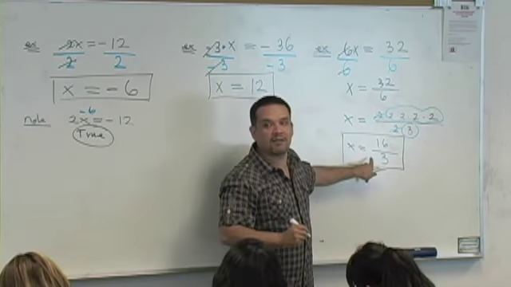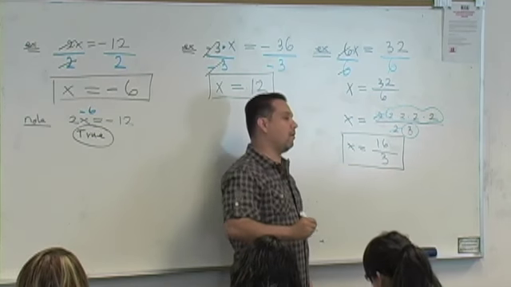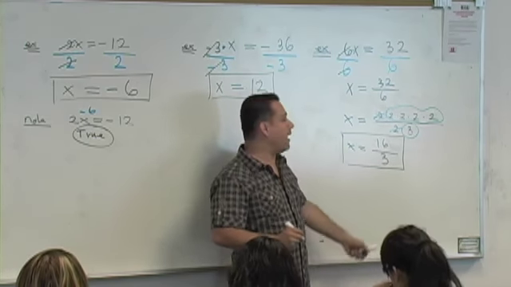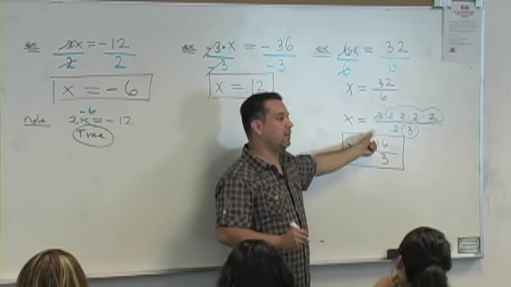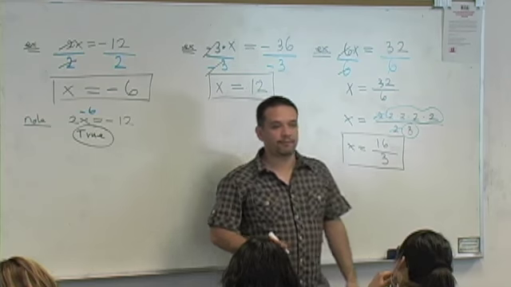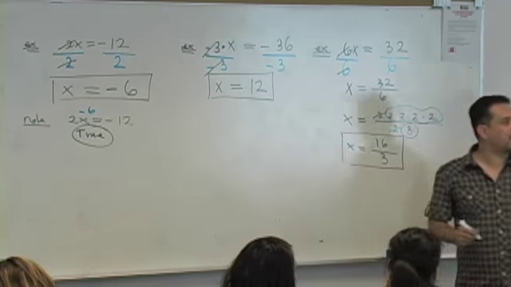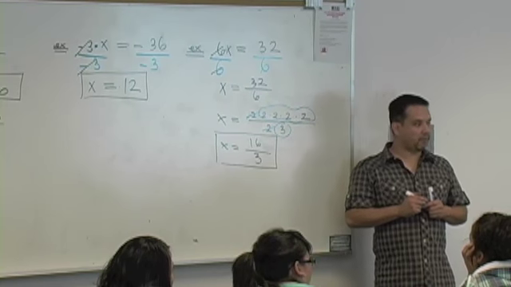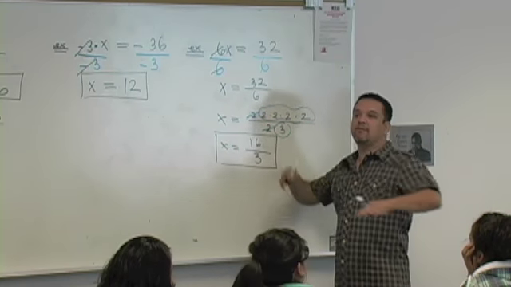Do you want to write this as a mixed number? No. Do you want to write this as a decimal? No. You write it as a reduced fraction, even if the fraction's improper. Okay? Yes? So would it be wrong if I did 5 1/3? Yeah. I would just say no.